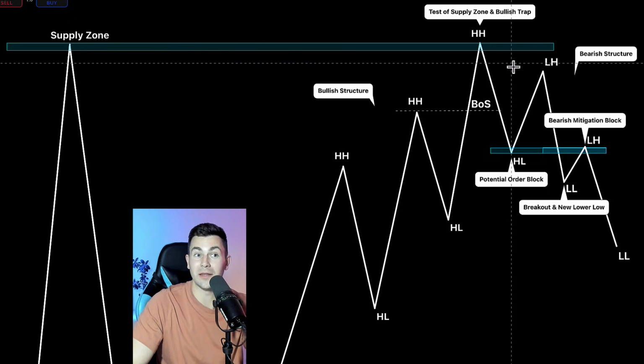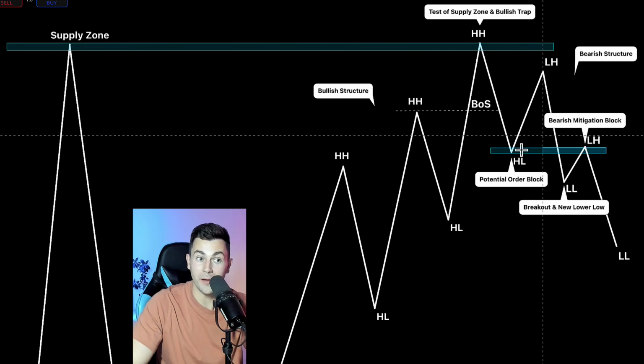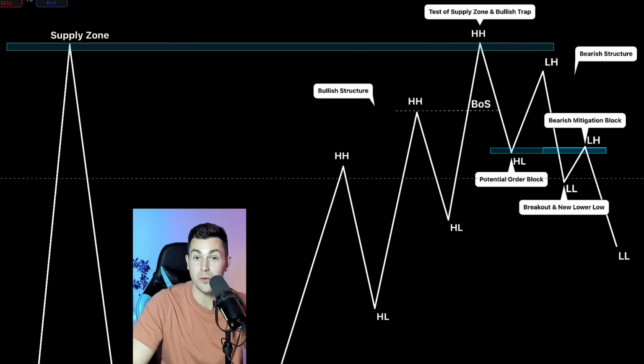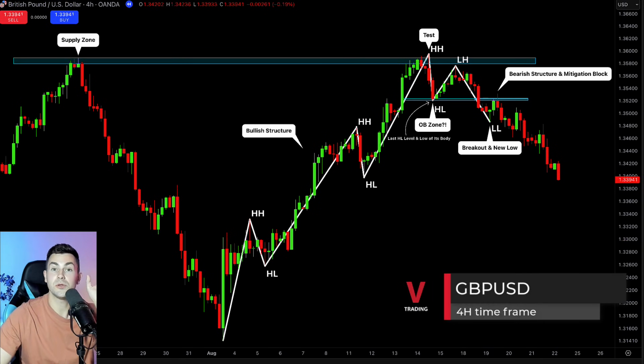Then you will need a formation of a lower high, a breakout of the level of the last higher low with the market structure shift, and the formation of a new bearish structure with a bearish mitigation block. Now let's study some examples. That's a textbook example of a formation of a bearish mitigation block on a pound-dollar pair.